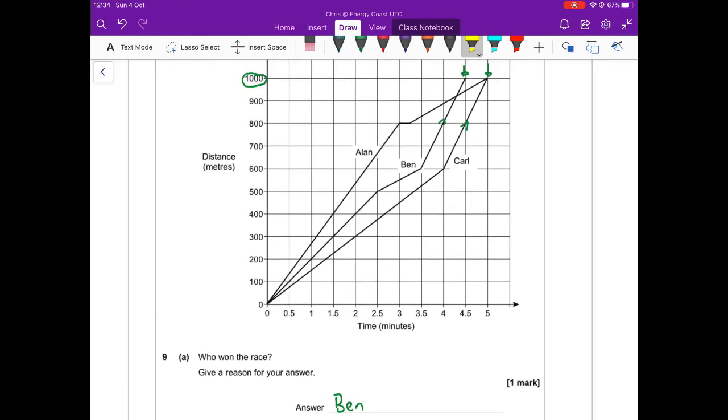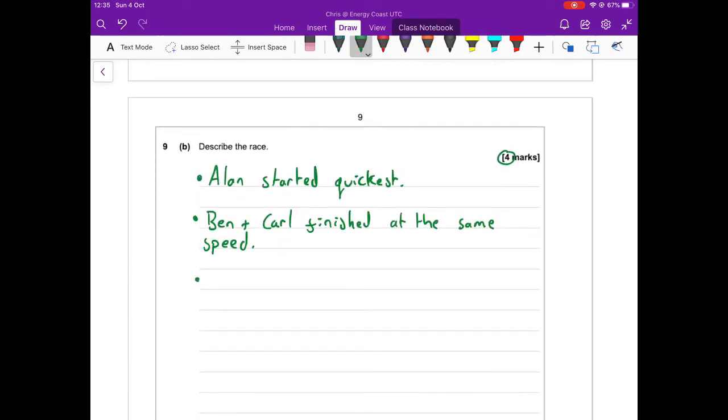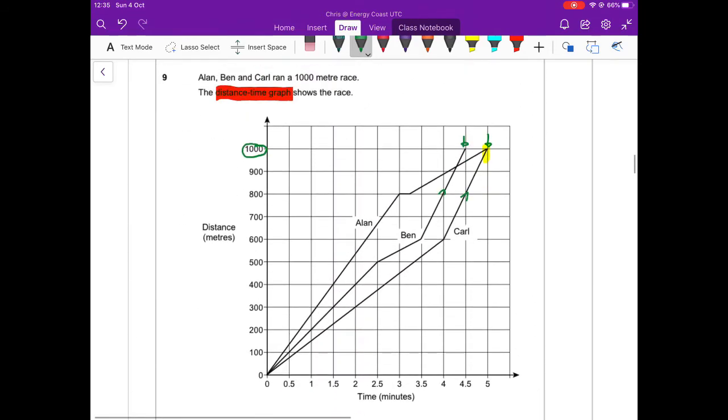What else is in any way interesting from this graph? These 2 things finish at the same time. So note that Carl and Alan finished together, okay? Carl and Alan together. If this was me in the actual test, I'd probably say what time they did finish, but we'll carry on for now. Okay, and what else happened that's of any note at all, really?